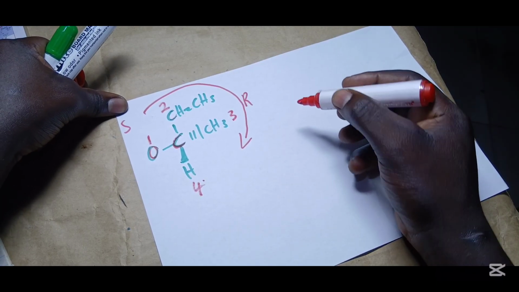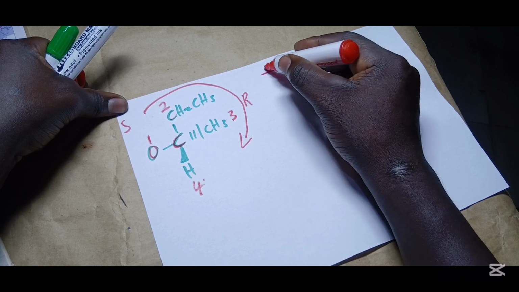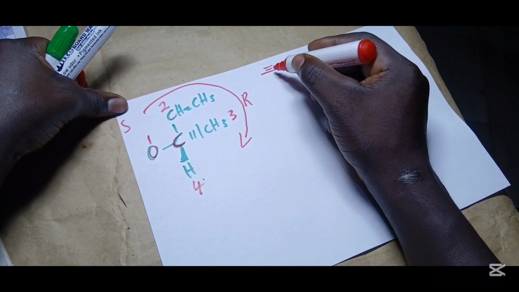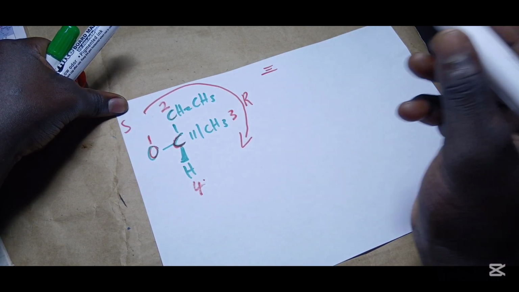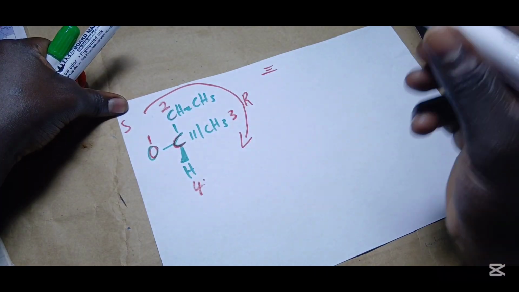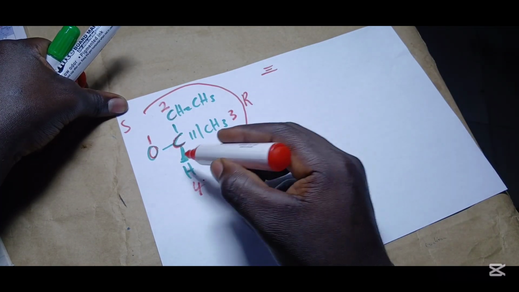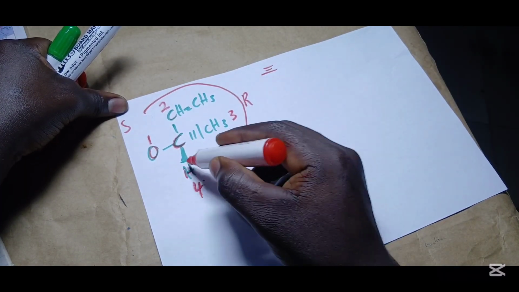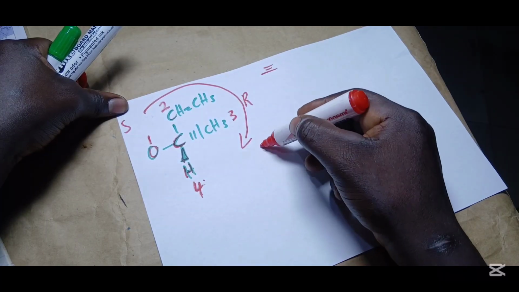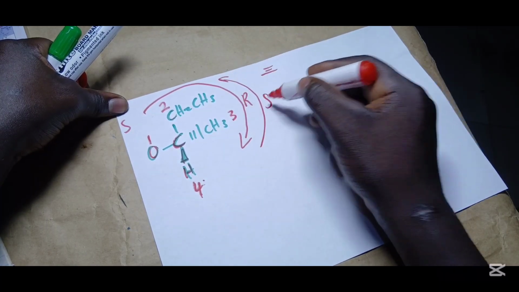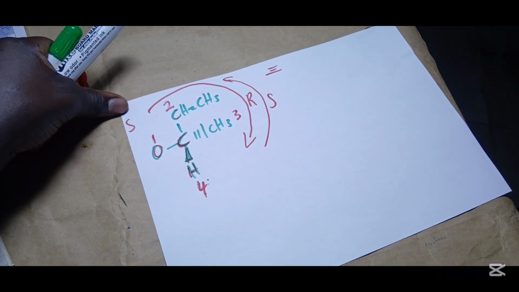Is it on the dash wedge or solid wedge? If it is on the dash wedge, we have no problem. If it is on the solid wedge, we have to change the configuration to the opposite direction. So our least priority group is on the solid wedge, not on the dash wedge. So we turn the configuration to S. So this is an S molecule.